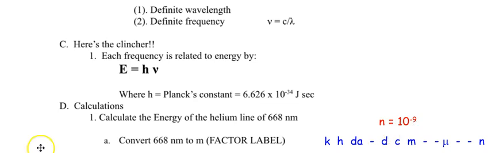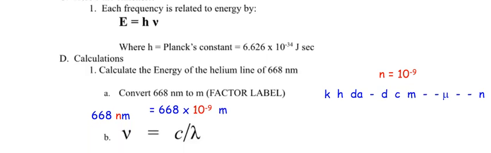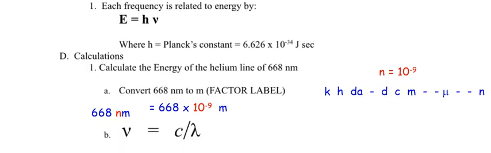All right. So look what happens. If I have 668 nanometers, what can I substitute nano for? I can substitute 10 to the negative 9th meters, and now I have done that. So the first step is always making sure we're in meters, okay? Well, why is that so certain? Because I need to calculate frequency next.